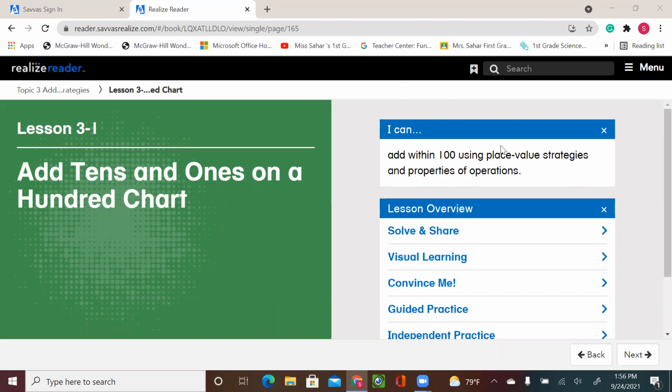Today, we're going to start a new topic, topic 3: Add tens and ones on a 100 chart. In this topic, we'll be learning about how to add tens and ones. We will also be learning and practicing how to use a special strategy to add. We can also learn how to solve one-step and two-step problems, and we're going to use problem solving with sentences. So please open your book to page 93.